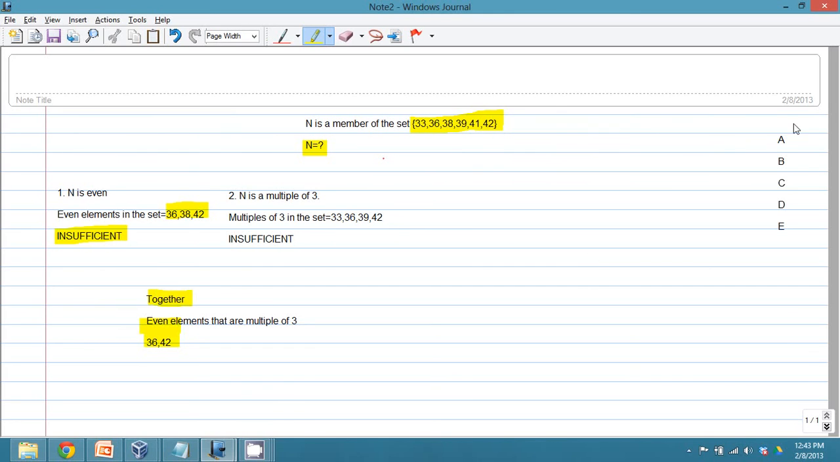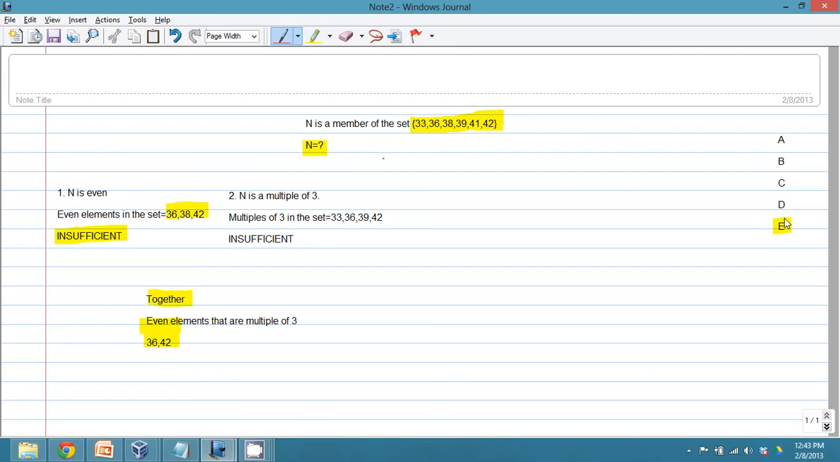There is only one option among these 5 that allows you to say that both of these options are not sufficient, either together or individually, and that's E. So in this case, E is the right answer.